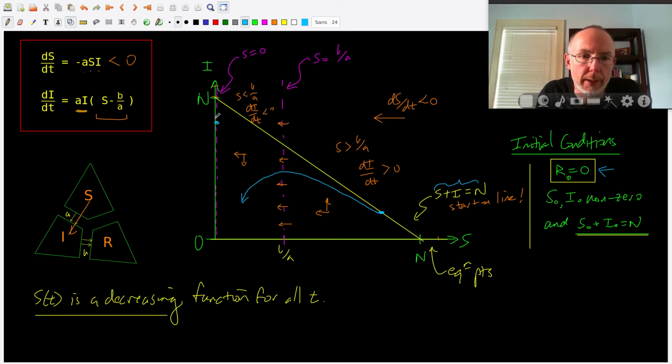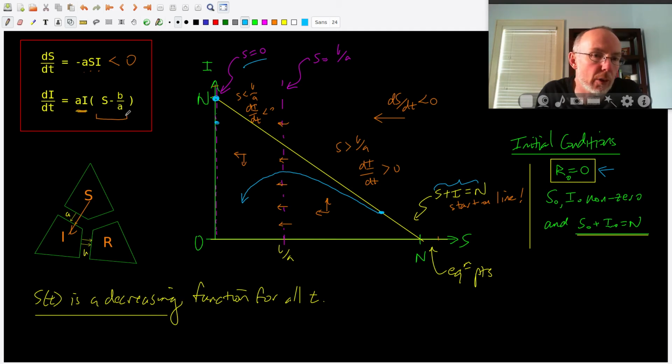If I think about a trajectory that starts here, what about if I start here where everybody's infected and there are no susceptibles? Well, then the trajectory is going to move straight down, right? Because when S is equal to 0, S isn't changing, so we're moving up and down this line, this line is S equals 0. When S is equal to 0, S doesn't change, and so we're stuck on this line.